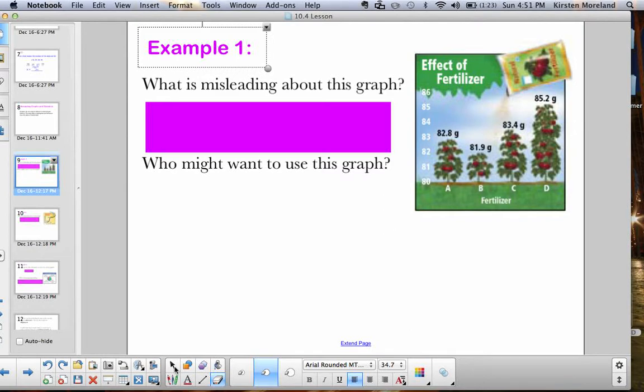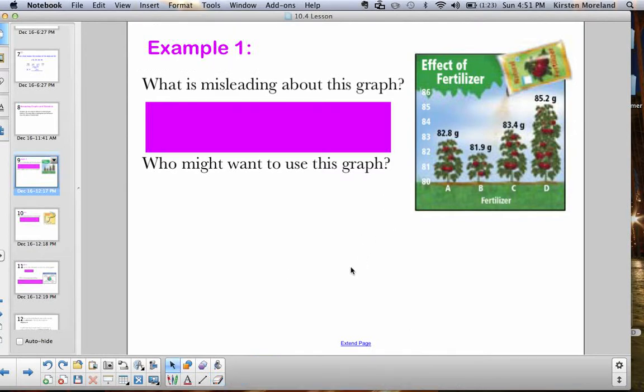So this first example is about fertilizer. Look at this graph for a minute and tell me, if you were reading this, why is this graph misleading? What I would look at is the numbers: 82.8 for brand A, 81.9 for brand B, 83.4 for brand C, and D looks like it's humongous at 85.2.